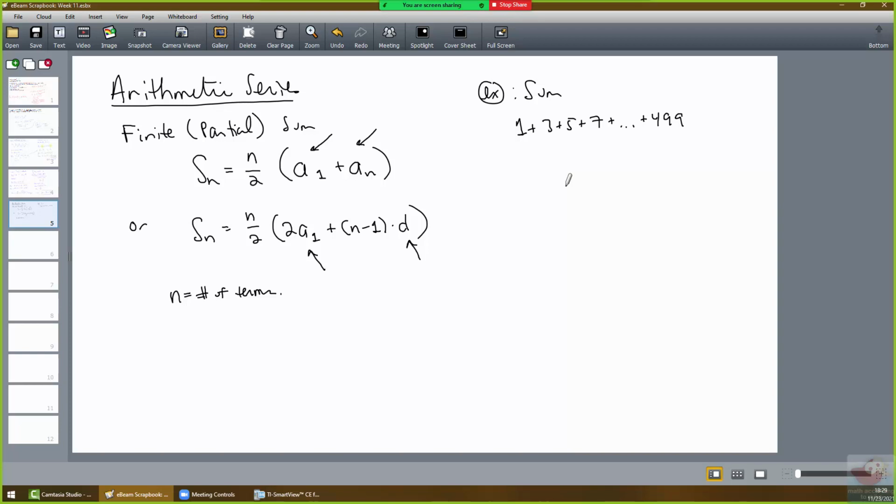We're starting with the number 1. But also at the same time, we know the first and the last term. So both of these formulas are good to go, and I'll show you both. However, what we don't know immediately is how many terms there are. How many odd numbers are there from 1 to 499?